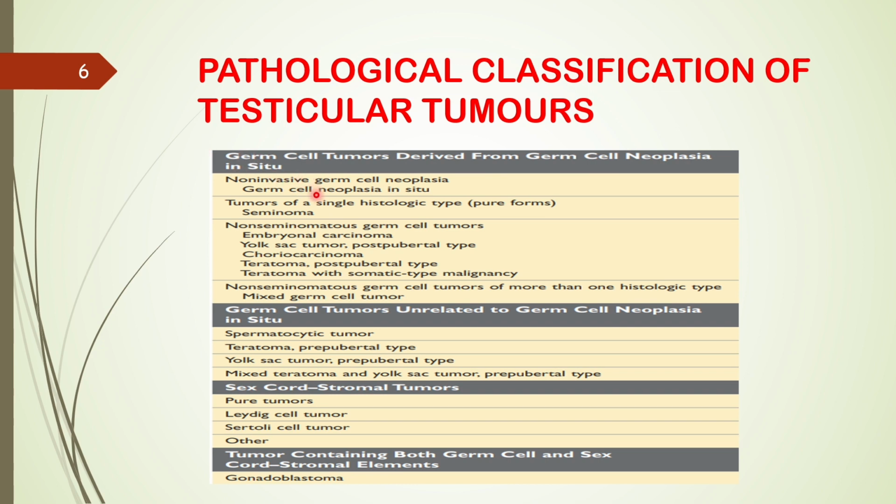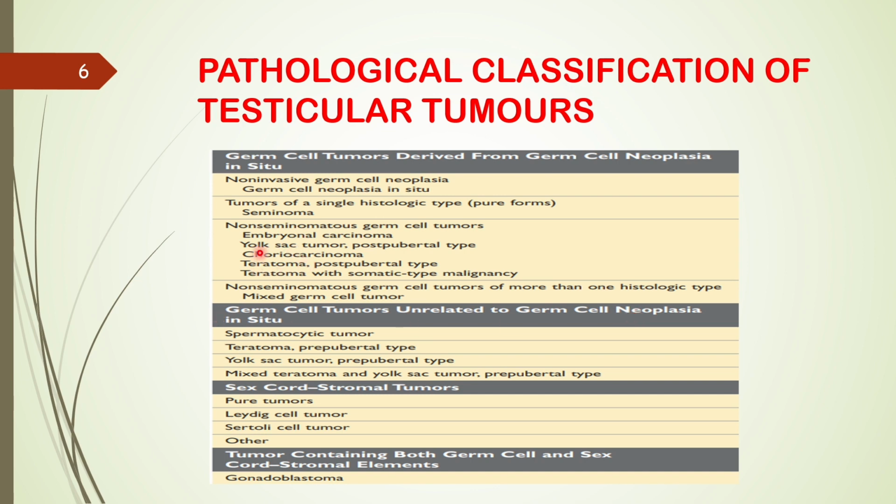So that particular category includes seminoma, yolk sac tumor, choriocarcinoma, and the teratoma. The tumor that is unrelated to in situ could be spermatocytic tumor, teratoma particularly prepubertal type, and yolk sac tumor of prepubertal type. See, this is very important. Teratoma prepubertal means that is arising before puberty, and yolk sac tumor before puberty are included in a category that is unrelated to germ cell neoplasia in situ.